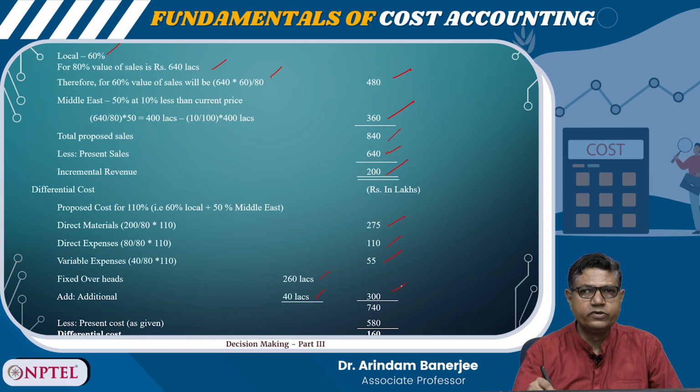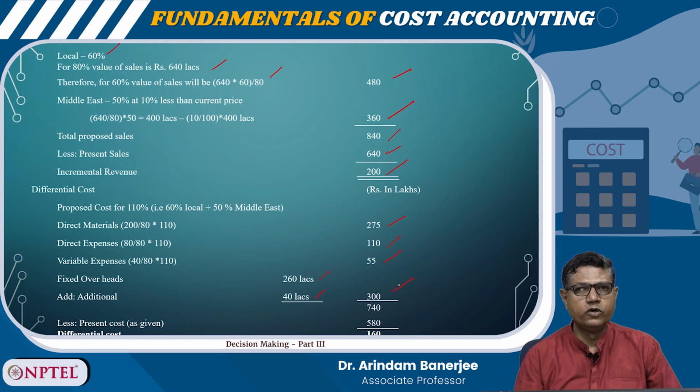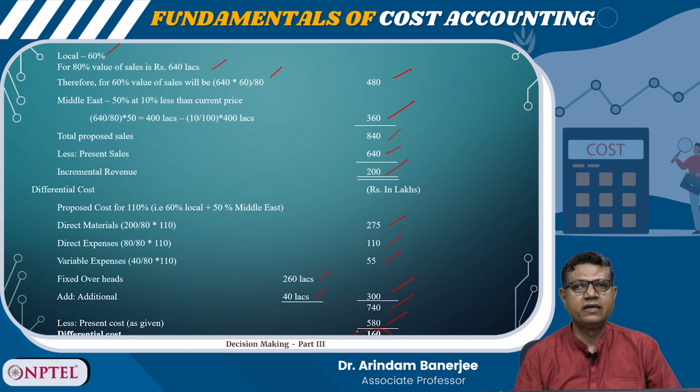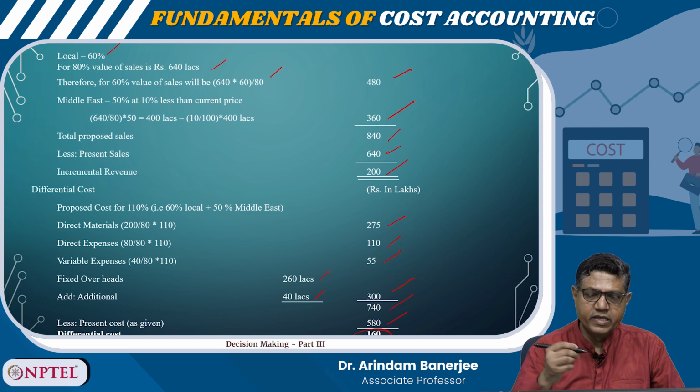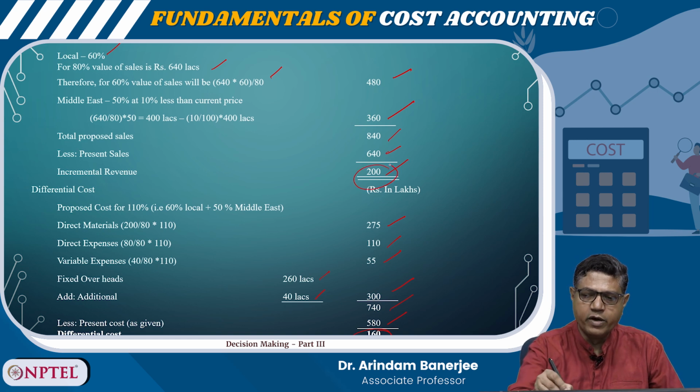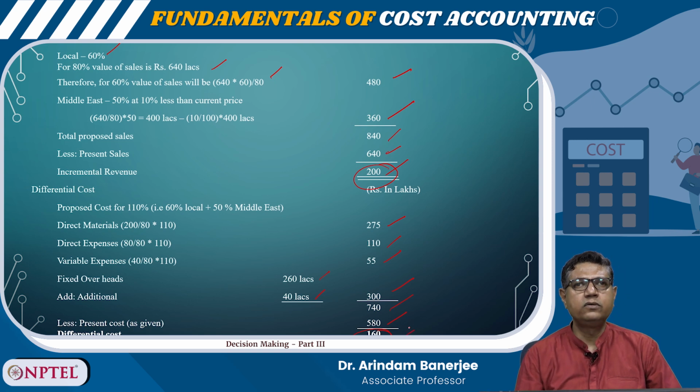So, it comes to 300, right. So, if I add this, it comes to 740, less the present cost of 580. So, my differential cost is 160 lakh. If I accept the proposal, my revenue is increasing by 200 and my cost is increasing by 160. So, ideally I should accept, right.